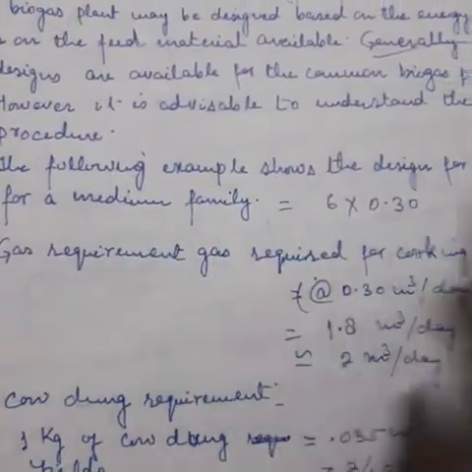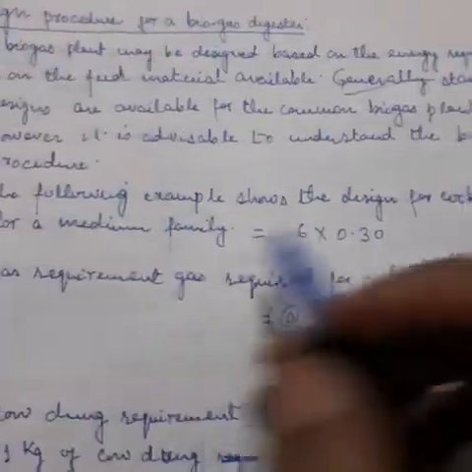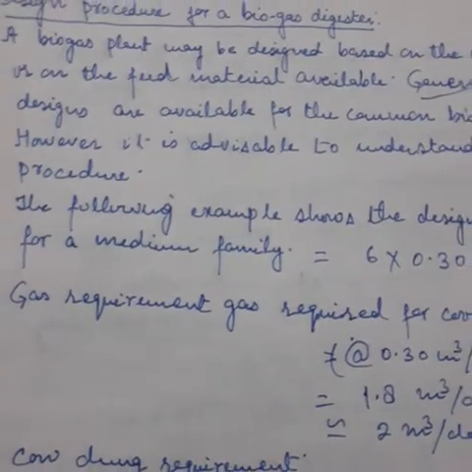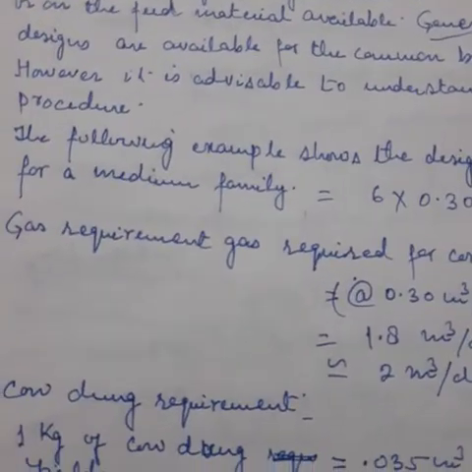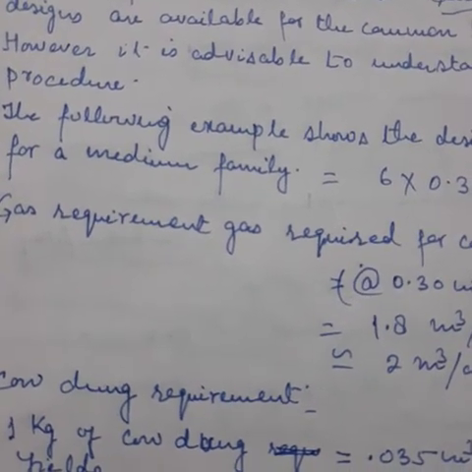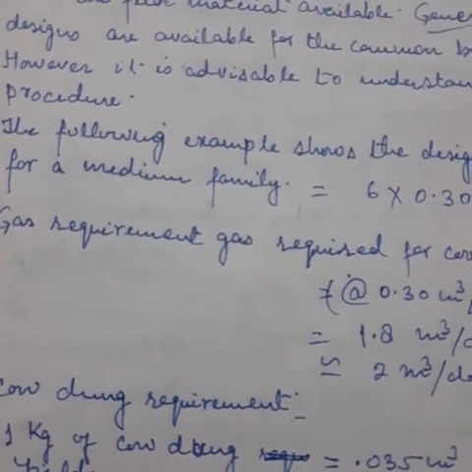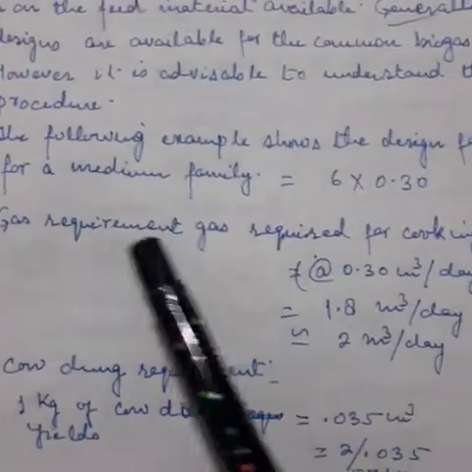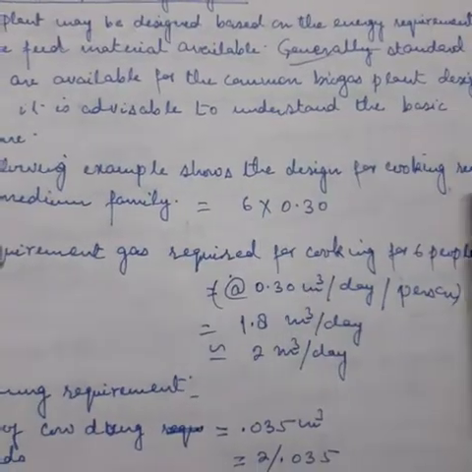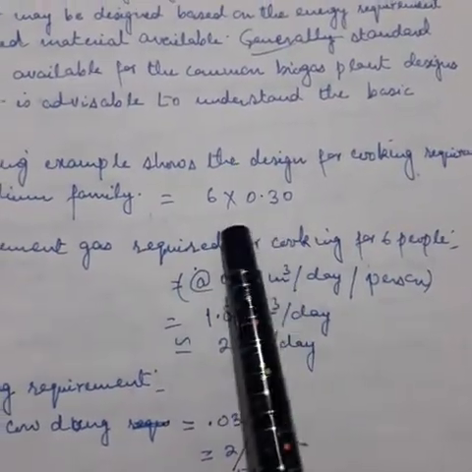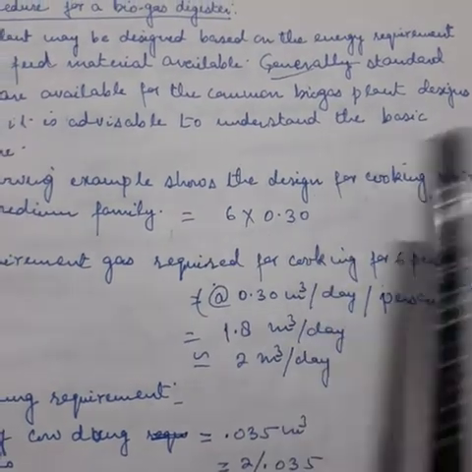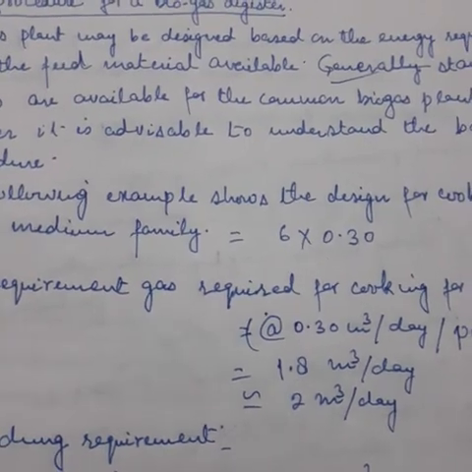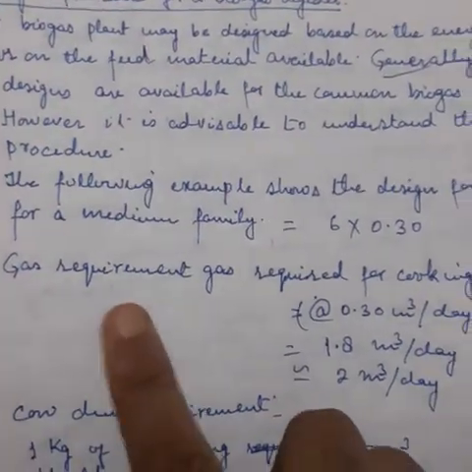The following example shows the design for the cooking requirement of a medium family. Suppose that we use an LPG cylinder, and consider how much methane gas is required for a medium family, that is, the consumption of gas in a family. So suppose that in a medium family there are 6 members, and 0.30 meter cube per day of gas volume is required for the consumption of the methane LPG gas.